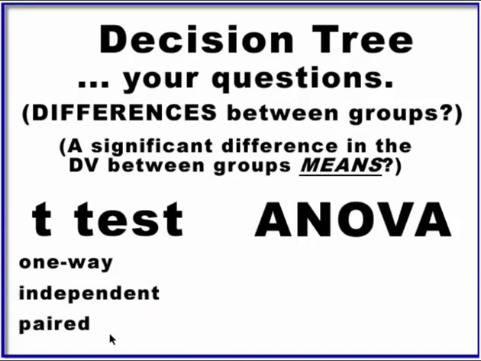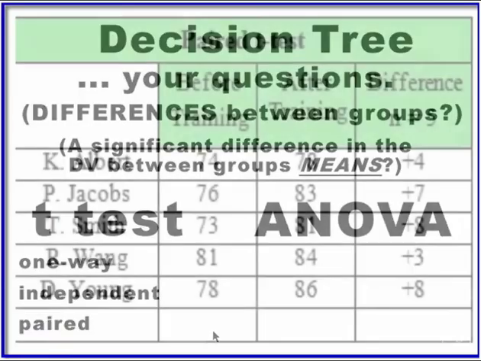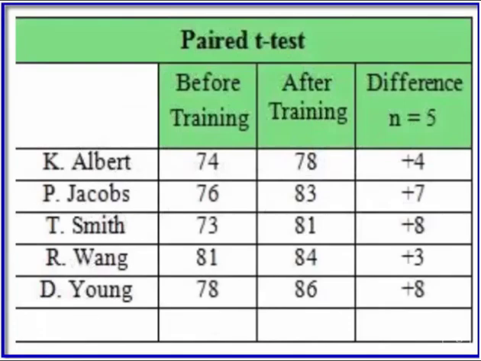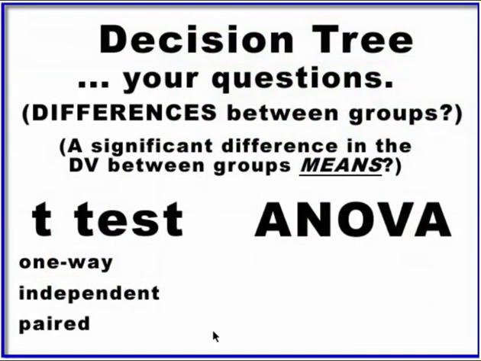Last but not least is called the paired t-test. And with this one, there's only one group. That's how you tell it's a paired t-test. Everybody gets the first test. That's what we call a pre-test. And then something happens. You get some training or some education or a shot or some therapy. And then they give you the same test again after whatever they did, and that's the post-test. That is a paired t-test.